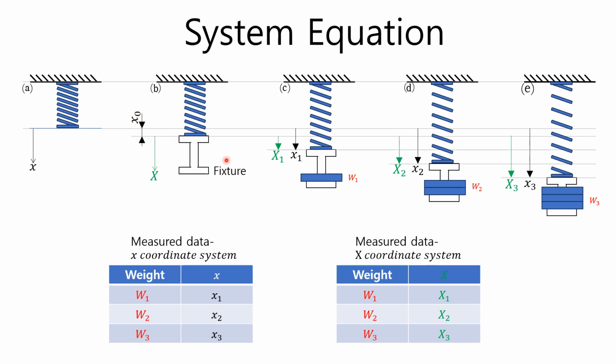For the uppercase X coordinate system, our measured data is as shown in the lower right table. As shown in figures C, D, and E, the displacement due to the addition of weight can be represented by capital letters X1, X2, and X3. Since the vertical axis coordinate including the fixture weight is defined as 0, the graph passes through the origin.